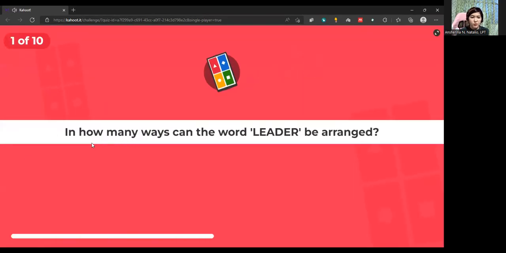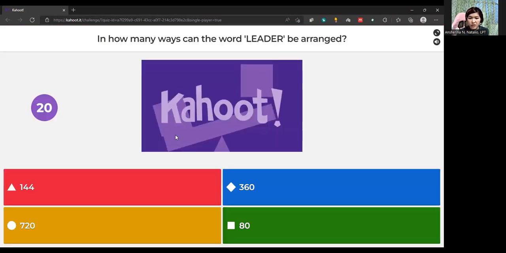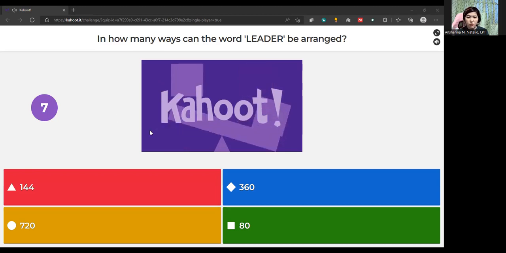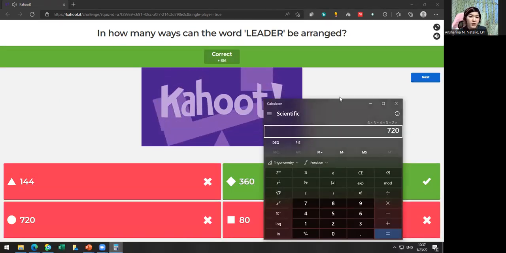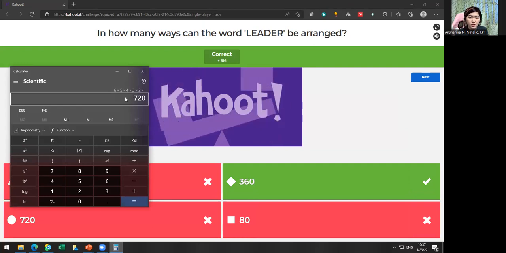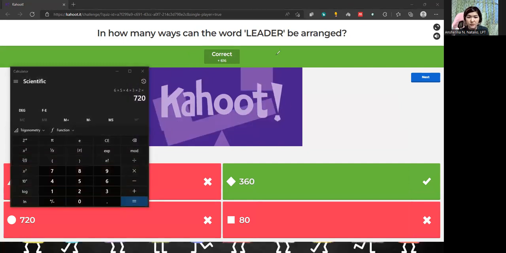Ayan. So, question number one: in how many ways can the word leader be arranged? Sige, gamit kaya ako ng calculator, no? Six letters eh. So, six factorial na sa isip ng iba, no? Six, five, four, three, two, one. 720, but no, my answer is 360. Pakita ko yung calculator ko, ano? Ma'am, teka lang. 6, 5, 4, 3, 2, 1 is 720. Bakit 360?